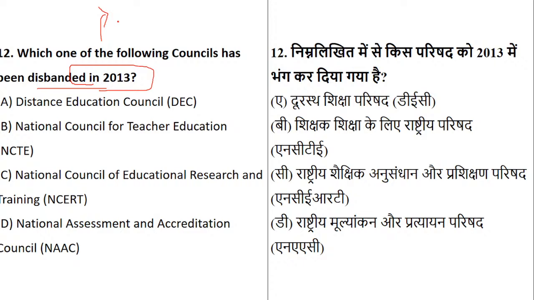Meanwhile, everyone knows which council has been disbanded: the Distance Education Council, NCTE, NCERT, or the National Assessment and Accreditation Council. Shabana, here "for" is correct, so I hope it is clear now. But still you have to tell me the disbanded council.